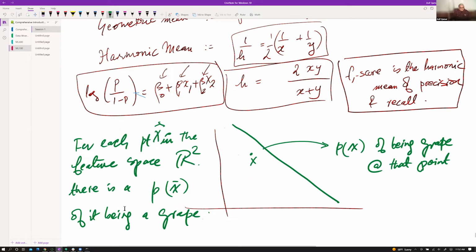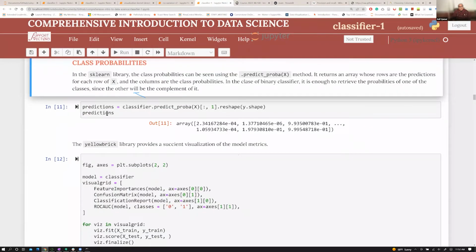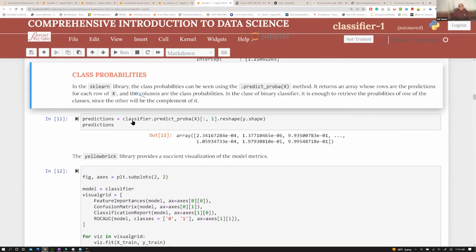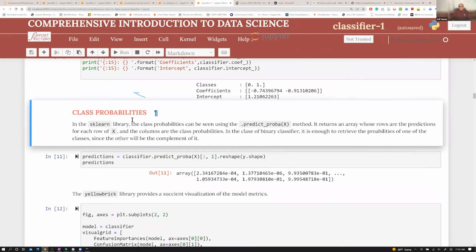Now, if you want to find the probability, the good thing is that the scikit-learn logistic regression actually comes out with those probabilities. If you ask the classifier to give you the probability at a point, it will tell you the probability that it is a grape and the probability that it is a blueberry. You don't need both. Why? Because the two add up to 1. Exactly. So you just need one. You can pick the 0th column or the first column, doesn't matter. So you take that, you get the predictions. Now what can we do? You can use this to visualize the predictions.